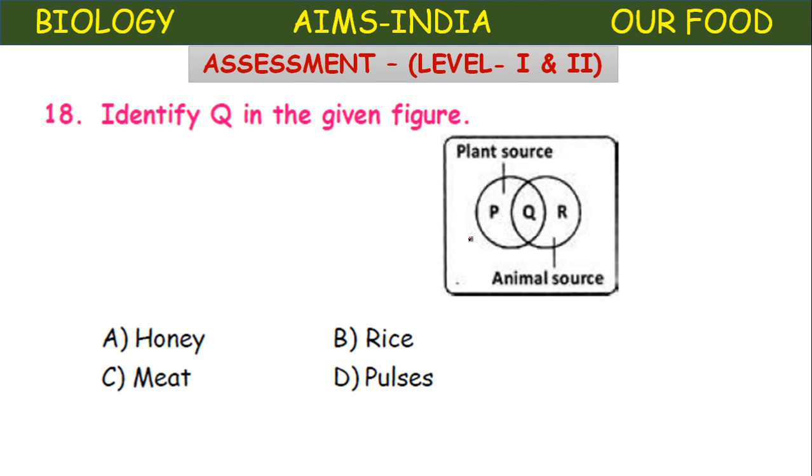Identify the Q in the given figure. Plant source, animal source is given. P and Q are plant and animal sources. But Q is the connecting link between the P and R. So it is the honey which is obtained from the flowers, which is prepared by the animal. Okay, honey is the Q portion.